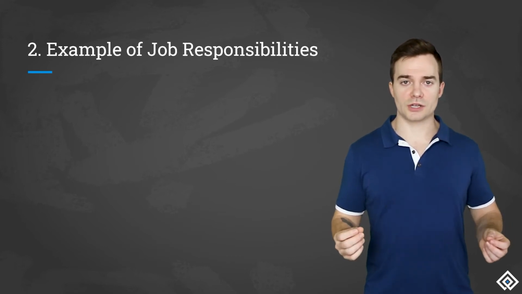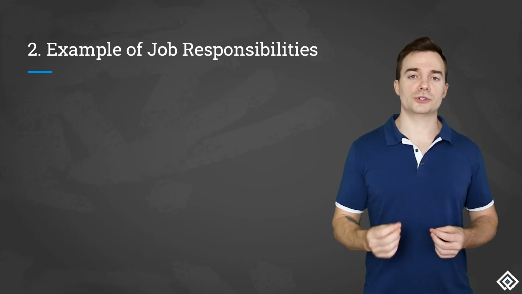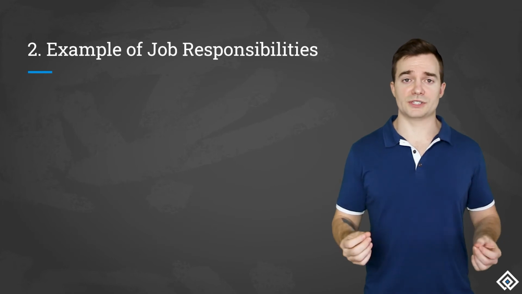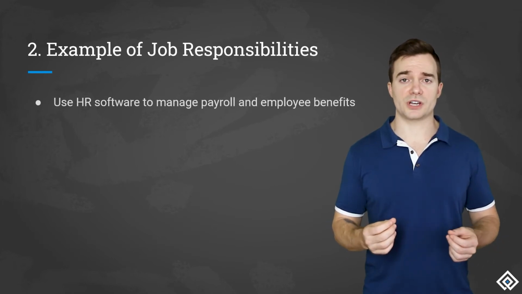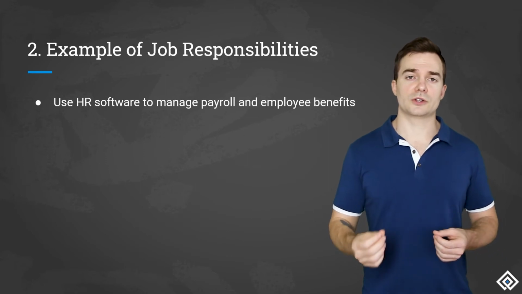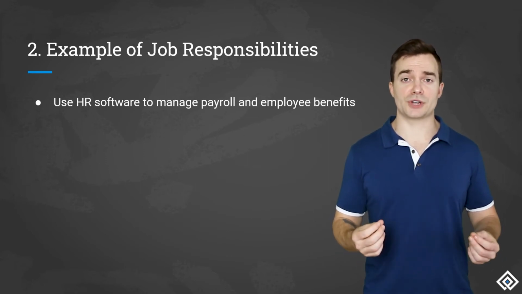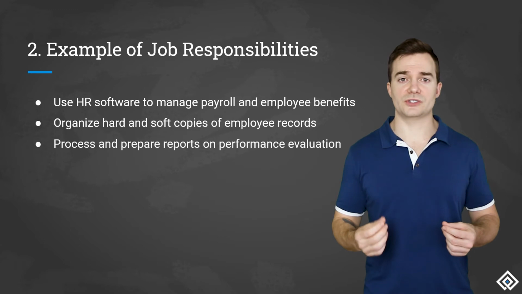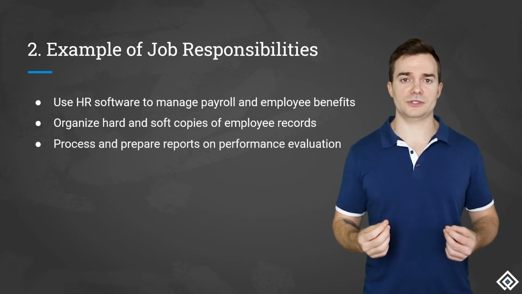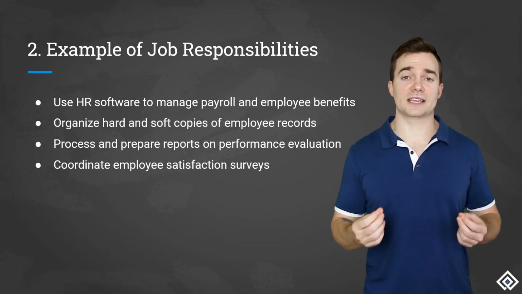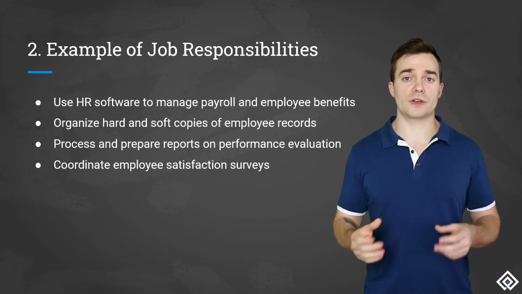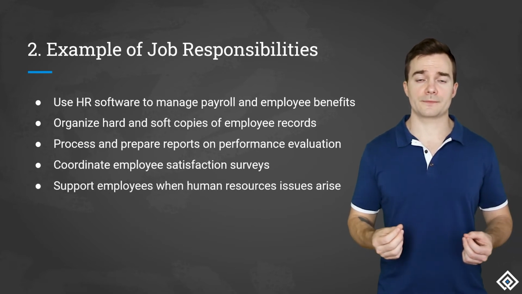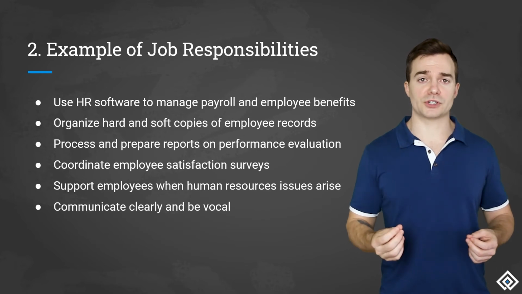It doesn't have to be too long so that it gets intimidating for the reader, or too short to miss out on important points. Ideally, 6 to 8 bullets are enough to describe job responsibilities. Their responsibilities are: use HR software to manage payroll and employee benefits, including bonuses, leaves, and absences administration, organize hard and soft copies of employee records, process documentation and prepare reports relating to performance evaluations, coordinate employee satisfaction surveys and give actionable insights to improve employees' experience, support employees when human resources issues arise with efficient problem solving, communicate clearly and be vocal in terms of public services.